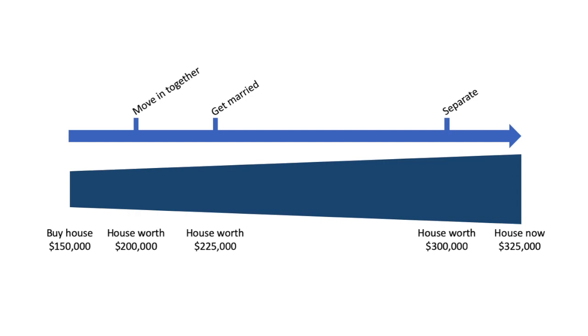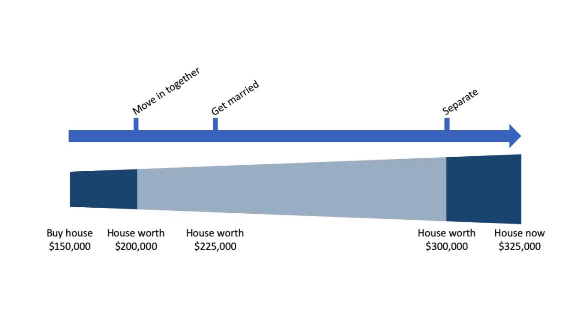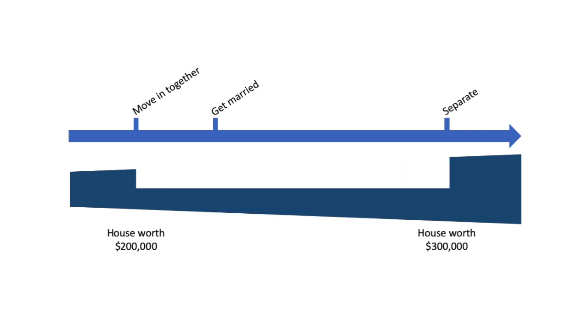However, what you have to share is the increase in value between the date you moved in together and the date that you separated. And as a result, the value of the house at the date that you got married doesn't really matter. Neither does the current value of the house, and neither does the amount that you paid to buy the house. What you're sharing is 1/2 of the increase in value, or, from your perspective, $50,000. So here's the math.